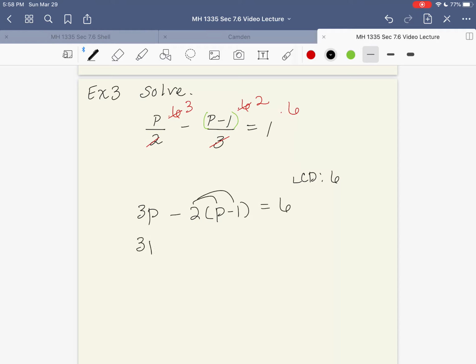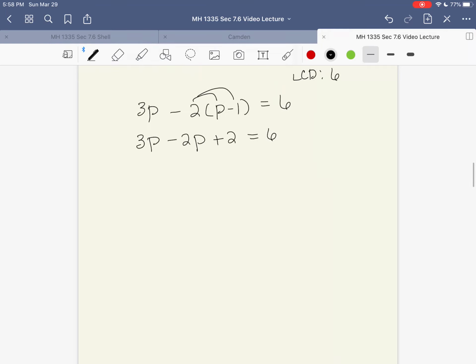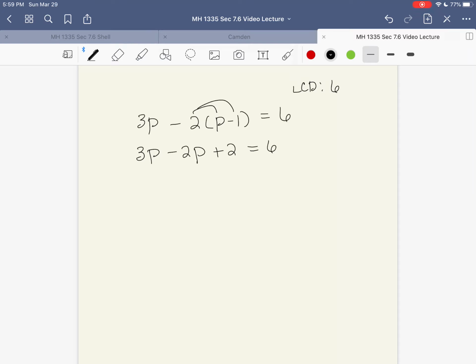Distribute: 3p minus 2p plus 2 equals 6. I'll combine like terms on the left side, so that'll be p plus 2 equals 6, and subtract 2 from both sides. So p is equal to 4. The solution set is 4.